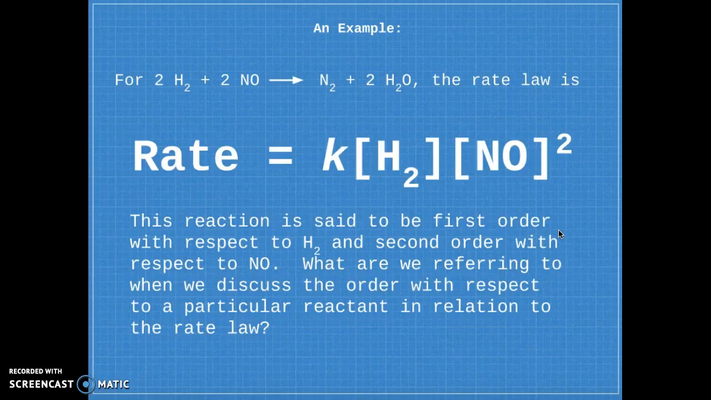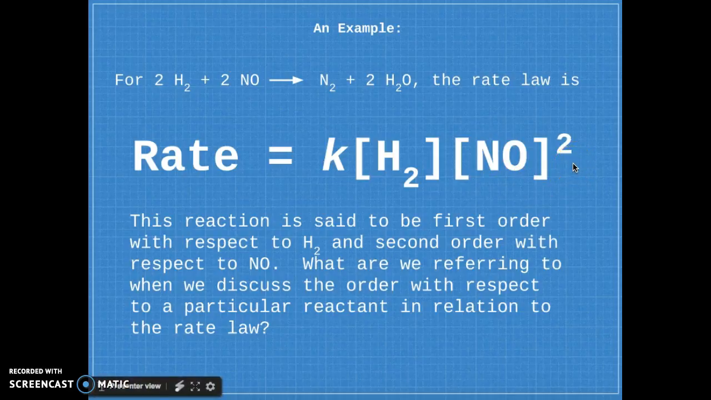So here's an example of one. You can see the chemical equation up here. We have hydrogen and nitrogen monoxide reacting to form nitrogen and water. And this is the rate law for this reaction. So here's the word rate and the k, and then we have the concentration of one of the reactants raised to a power, which in this case is 1, so we don't write it in, times the concentration of the other reactant raised to a power, which in this case is 2.